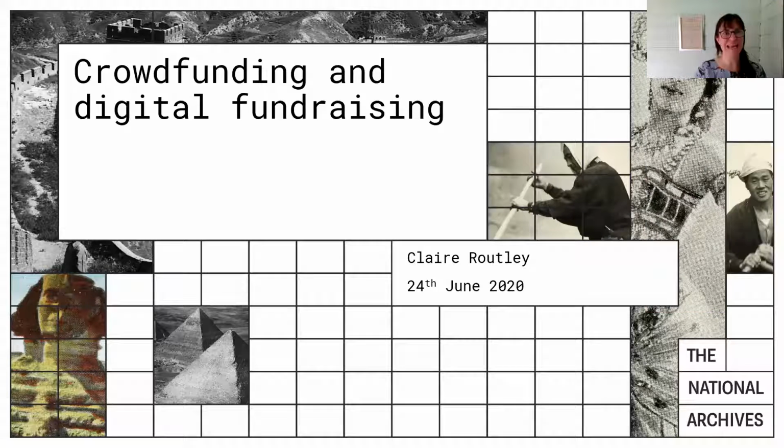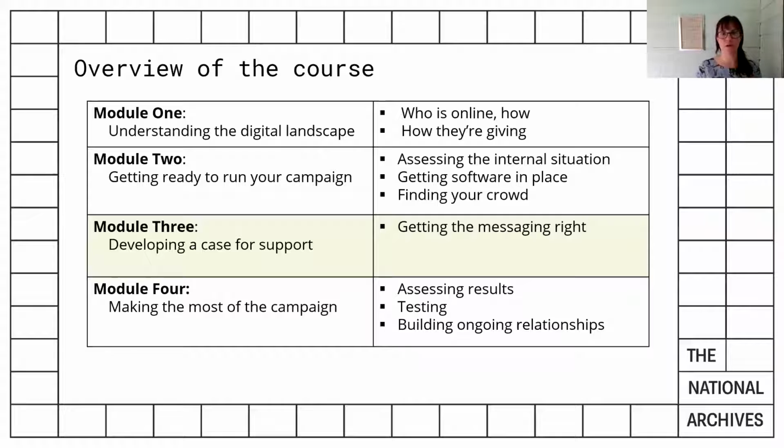So welcome everybody. Just to position where we are. Module 1 was around the digital landscape, looking, as you can see in the box on the right, at who is online and how they're giving particularly. And we tried to take, as I mentioned yesterday, quite an initial dive, because we're still waiting on some data, into what the current COVID situation meant for those things.